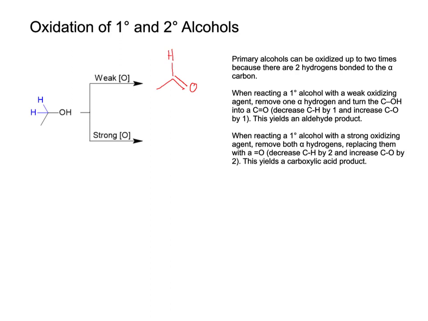Now, when reacting a primary alcohol with a strong oxidizing agent, we're going to remove both alpha hydrogens because we're going to completely oxidize the alcohol. So we replace both carbon-hydrogen bonds with a carbon-oxygen double bond. So in other words, we have a double bond O and an OH now. So we decreased C-H by 2 and increased C-O by 2, and this yields a carboxylic acid product.